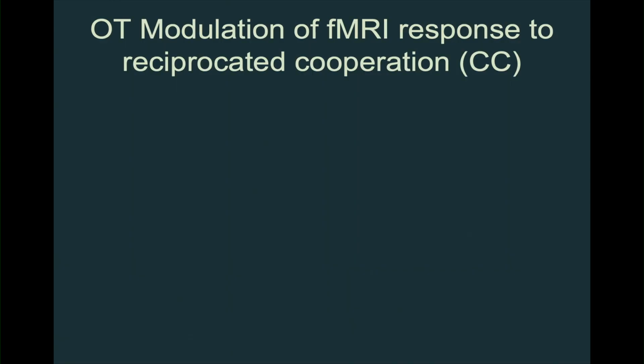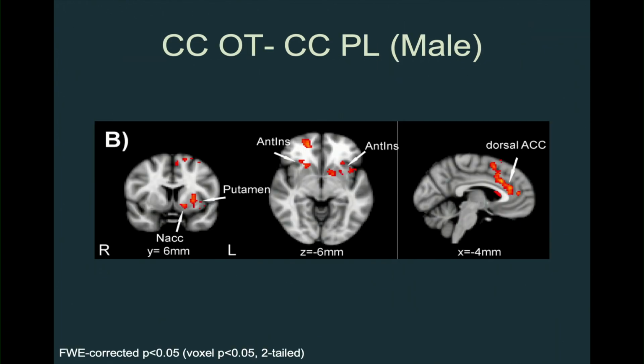So then we can ask, well, how does oxytocin modulate this pattern of brain activity? And here you can see the results in men. This is showing you that oxytocin increases the response to reciprocated cooperation in men in the regions that you see here, including the nucleus accumbens. So this might imply that oxytocin renders these positive social interactions more rewarding or more salient in men.